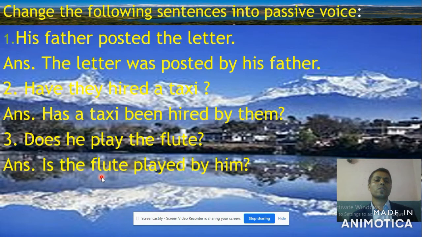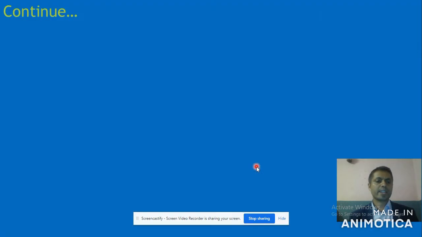So that is the flute played by him. Play becomes what? Played, the past participle form of the verb, verb 3, right? Then he becomes him. Then at last, what should you give? You should give a question mark. Got it? Well, my dear students, now let's go to the next number.